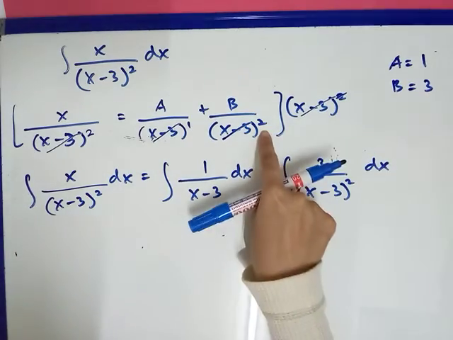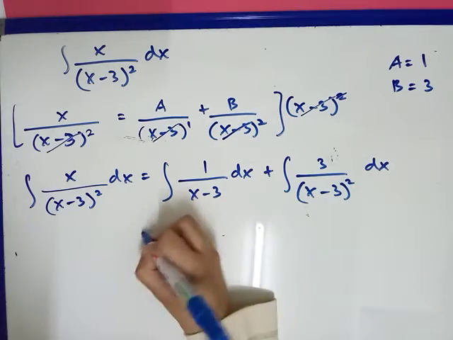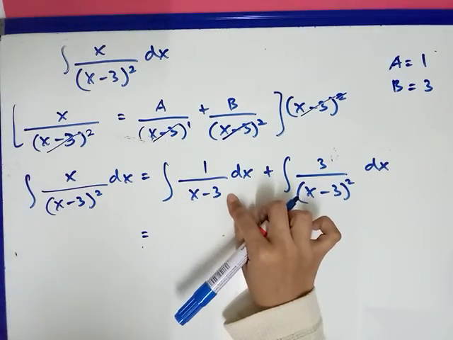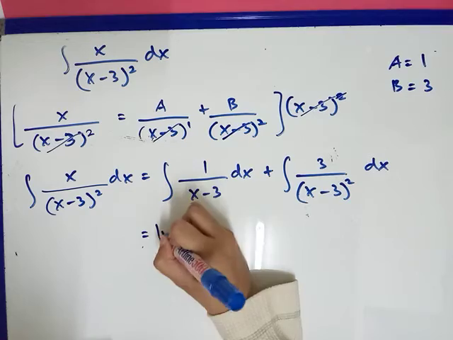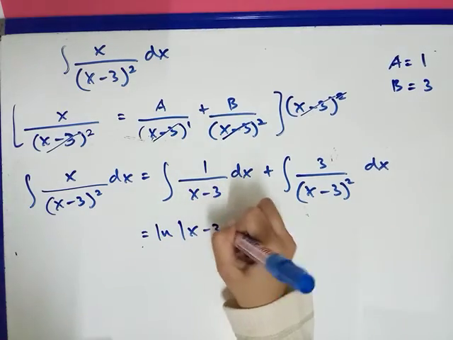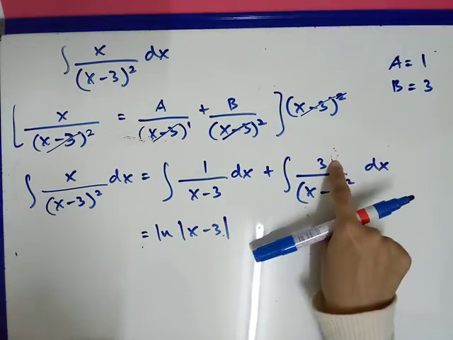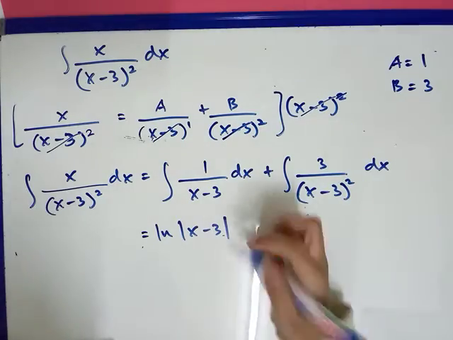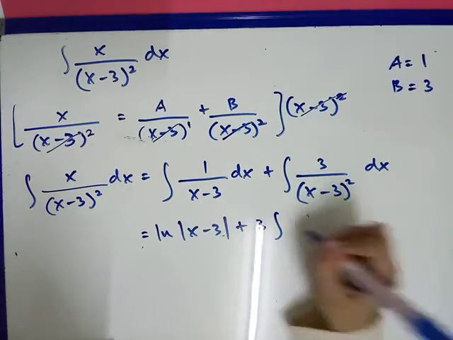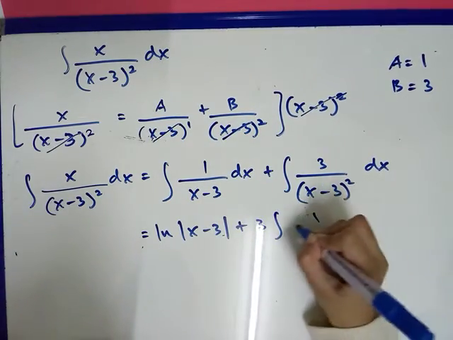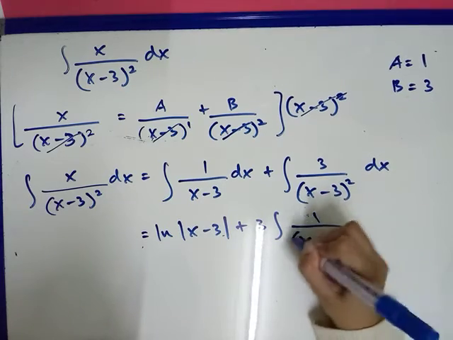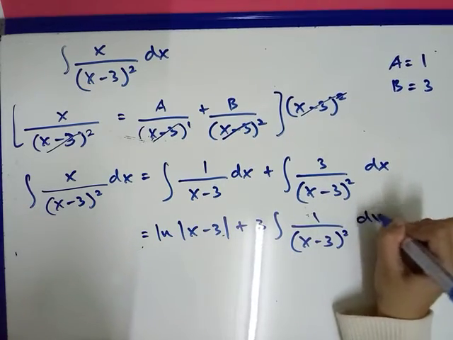Okay, we have power 2 here, so power 2. Okay, and then integrate 1 over x minus 3. It is ln x minus 3. And then 3 is a constant. Okay, 3 is a constant. Take out the constant number. So 1 over x minus 3 power 2 dx.